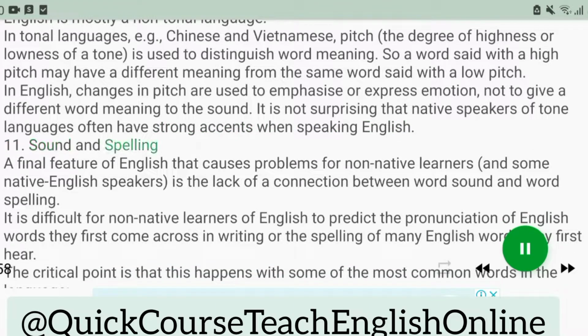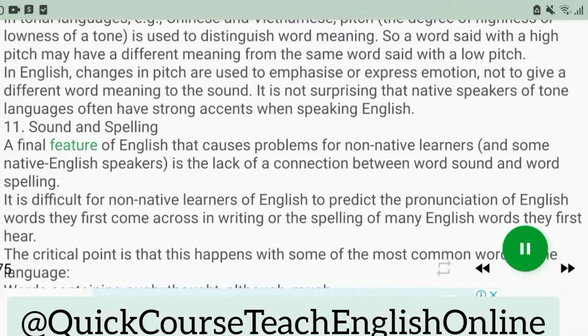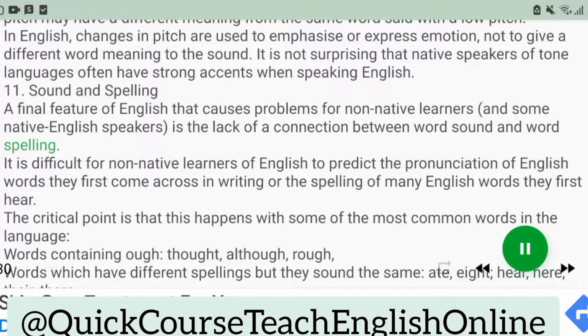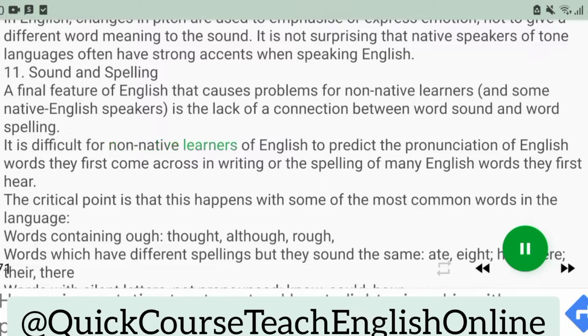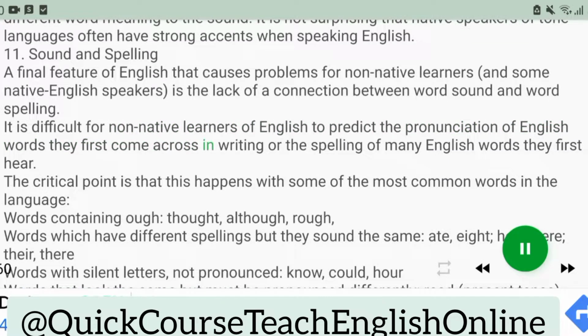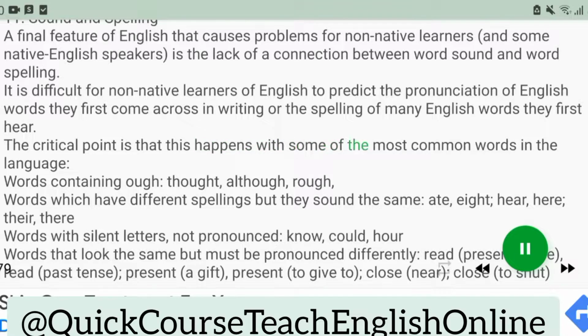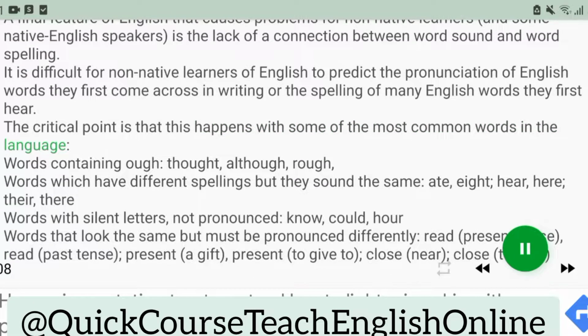11. Sound and spelling. A final feature of English that causes problems for non-native learners and some native English speakers is the lack of a connection between word sound and word spelling. It is difficult for non-native learners of English to predict the pronunciation of English words they first come across in writing, or the spelling of many English words they first hear. The critical point is that this happens with some of the most common words in the language.